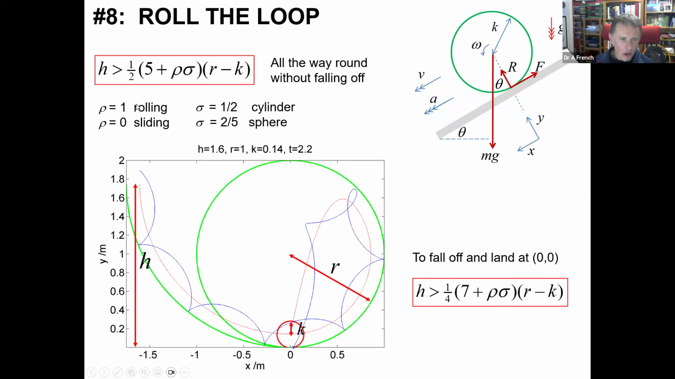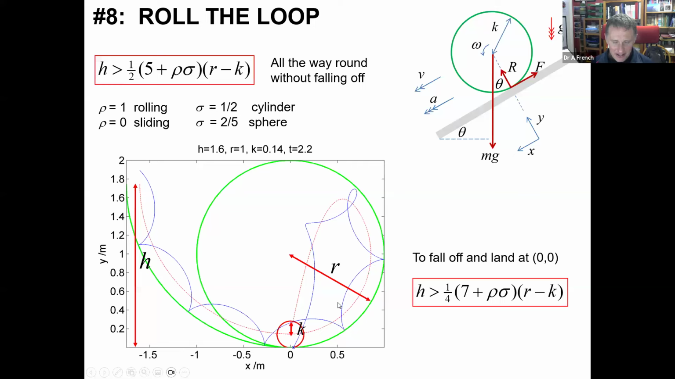All right, so if we've got a rolling cylinder, for example, rho is 1 and sigma is a half. So 7.5 divided by 4 times the radius of my sort of track here minus the radius of my cylinder. If my height is bigger than that, basically what it will do, actually I think that should be an equal sign actually. So what it will do is it will go all the way around and then fall off and go to here. And you can see that like a trail I've plotted.